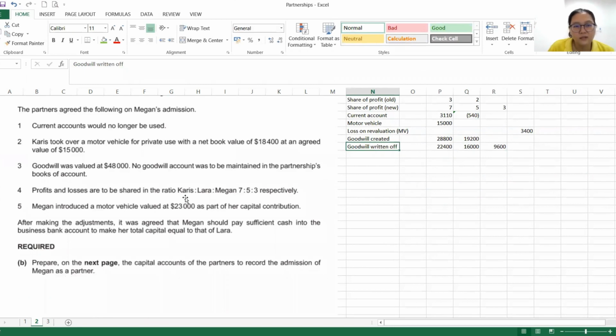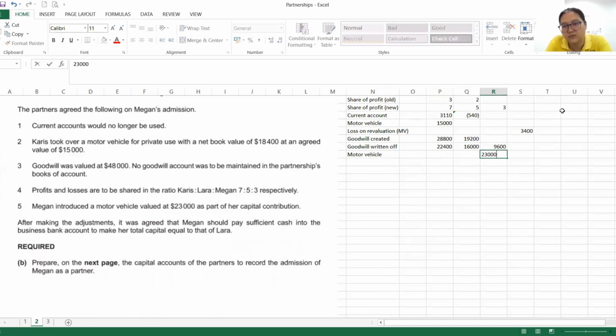Next is profit and loss to be shared, 753. Megan introduced a motor vehicle, and the motor vehicle amount is 23,000. After making the adjustment, it was agreed Megan should pay sufficient cash. But we don't know how much cash. They say her total capital equals that of Lara. But how much is Lara's final capital? Then we have to calculate it first.